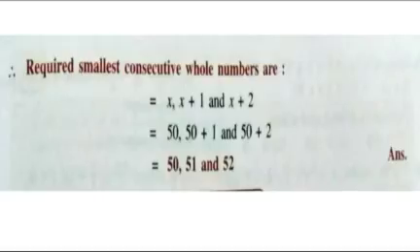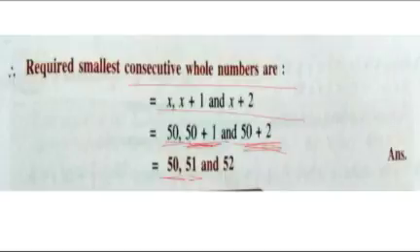Required smallest consecutive whole numbers are x, x plus 1 and x plus 2. So 50, 50 plus 1 and 50 plus 2. What is that? 50, 50 plus 1 is 51 and 50 plus 2 is 52. Like this you have to solve.